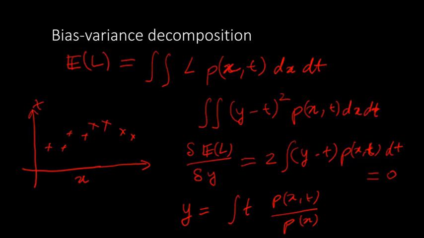Okay, that comes from that integration and dt. Okay. And what is this quantity? By Bayes theorem, we know that this quantity is the conditional distribution. So what we will get is your y should be the expected value of t, if you take the distribution of t given x.